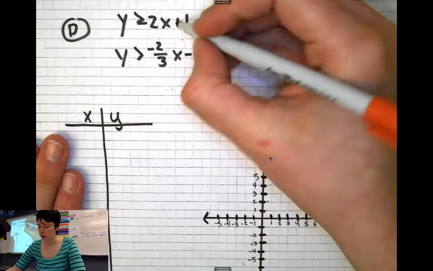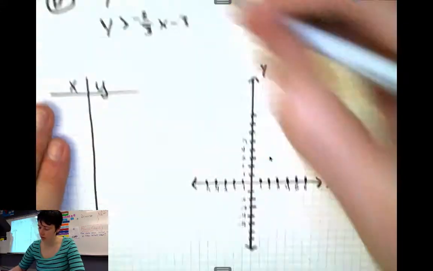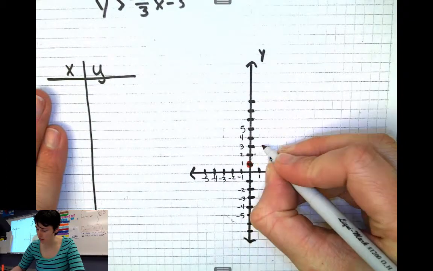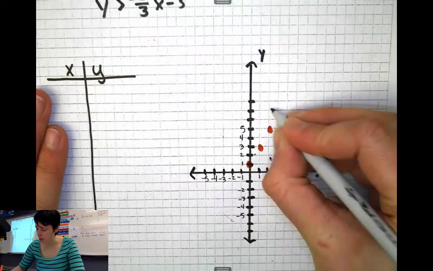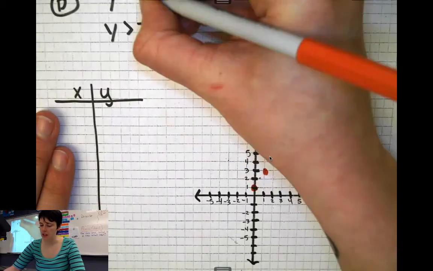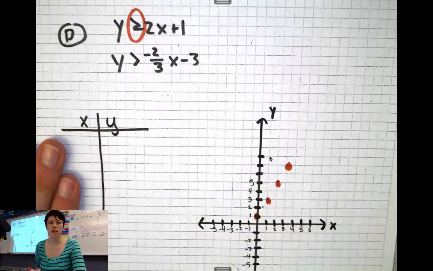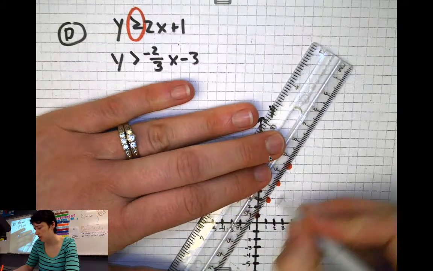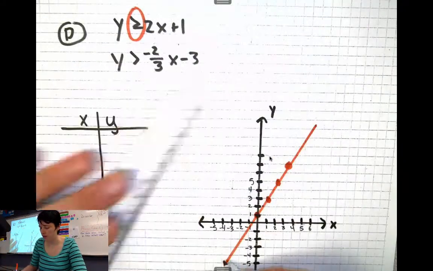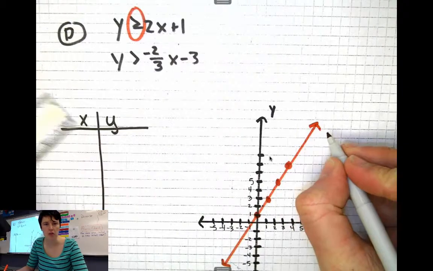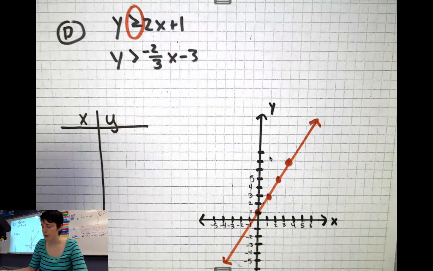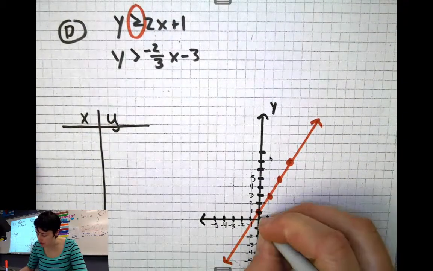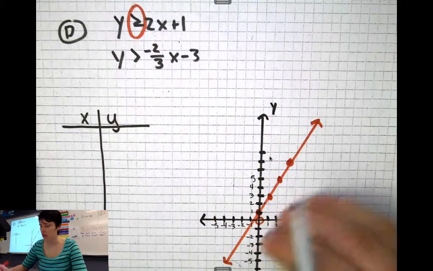So it's a rule, an equation that starts at 1 and grows 2. So 1, up 2 over 1, up 2 over 1, up 2 over 1. The inequality symbol up there is an equal to sign, so I'm going to be connecting with a solid line. I would never go this fast on a test. I would slow down and try and make it really nice. I'm going to test a point, maybe 0, 0, since it's on the bottom side of this graph.